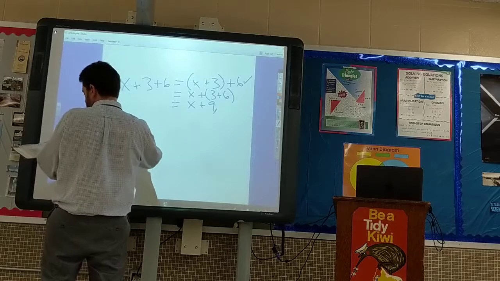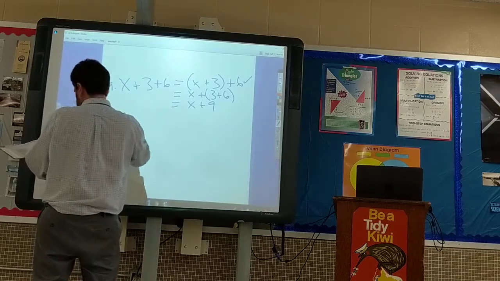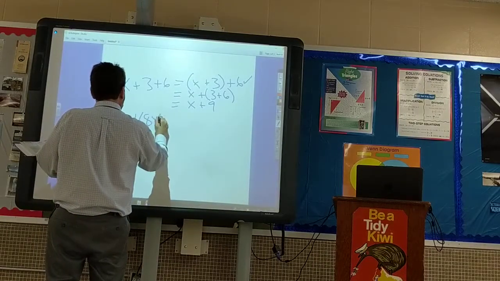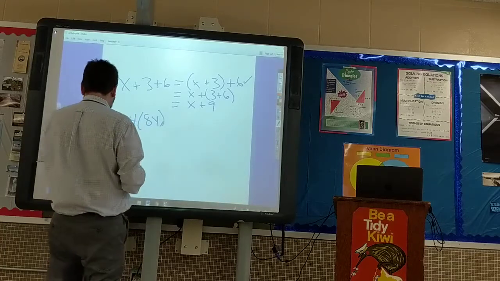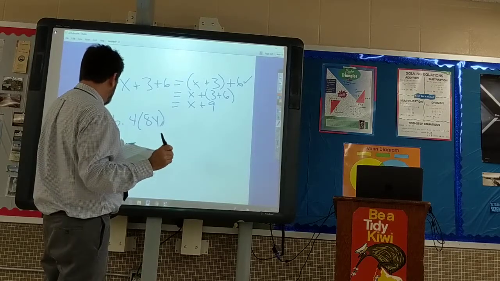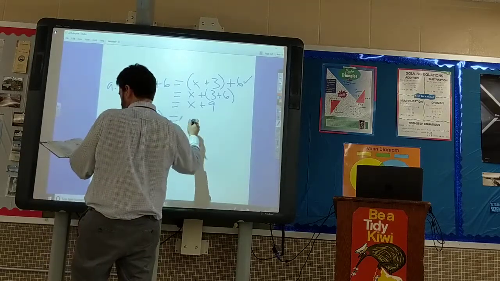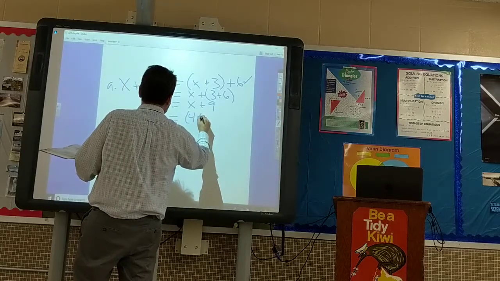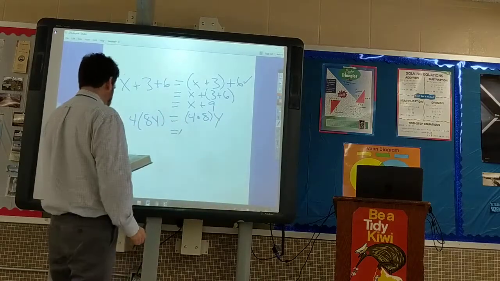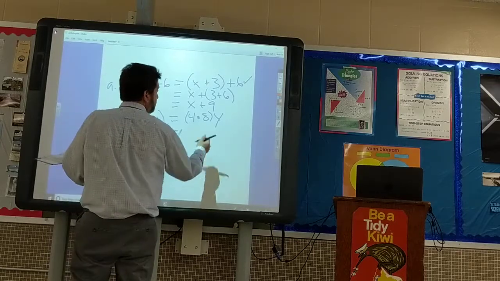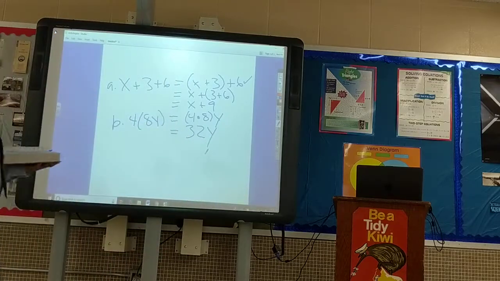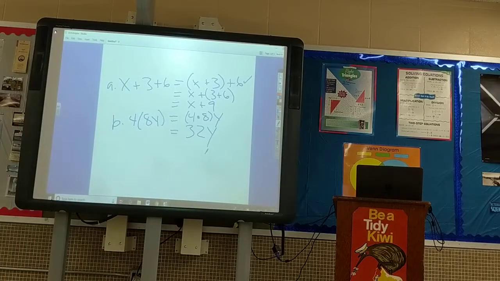Let's take another look at number B there. So this was A, this is B. We have 4 times 8y. Alright, so that's our starting equation. If we were to use the associative property of multiplication, we can actually change this into 4 times 8 times y, which is going to get us 4 times 8 being 32, and y. That would get us 32y.